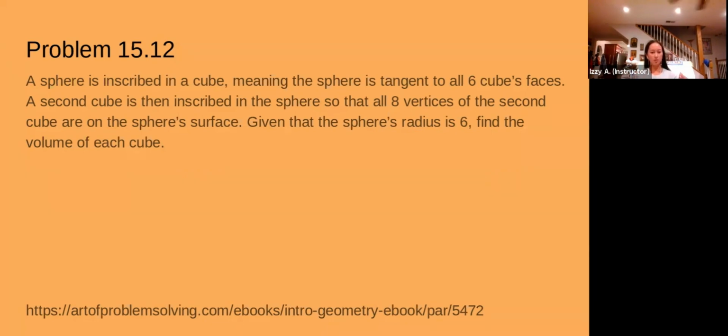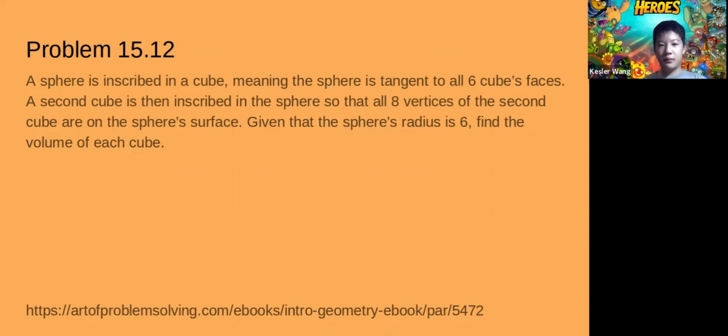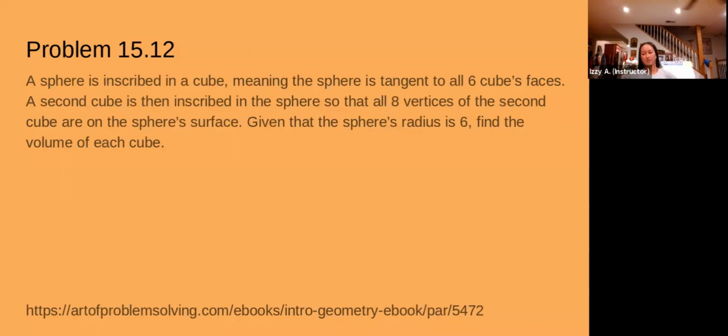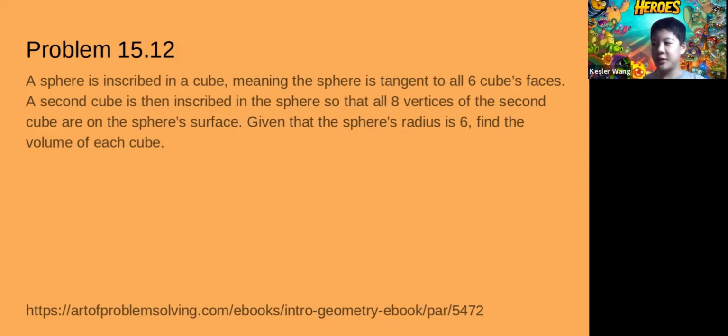Okay, so a second cube is then inscribed in the sphere so that all 8 vertices of the second cube are on the sphere surface. So let's say that we cut open the tennis ball and we put in a dice. Let's say that was a pretty big dice and it touched all of the tennis ball surface. Given that the sphere's radius is 6, find the volume of each cube. So you're saying that we cut open a tennis ball, put everything outside, and then put a very big dice in it? Yes. Okay.